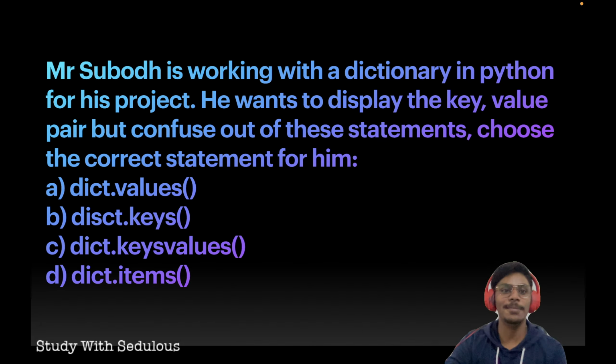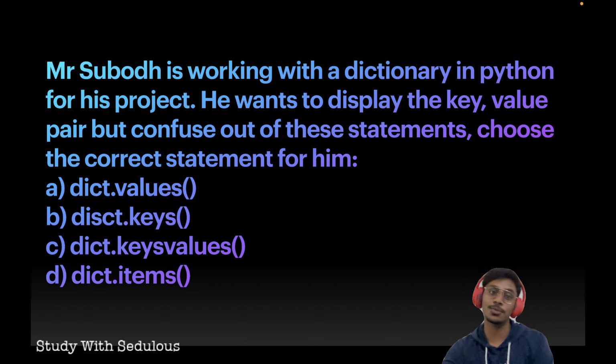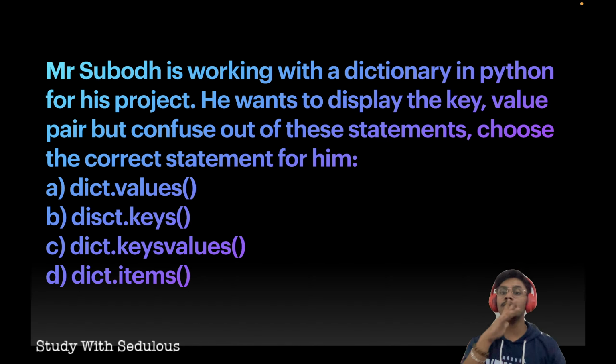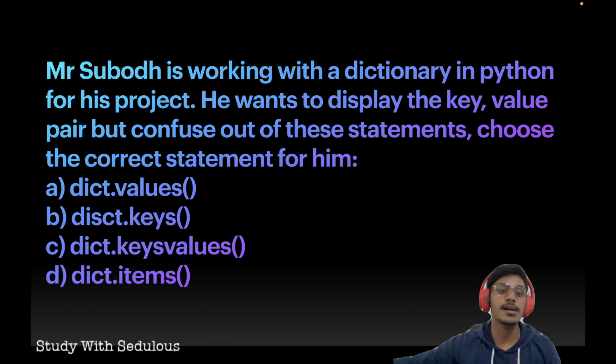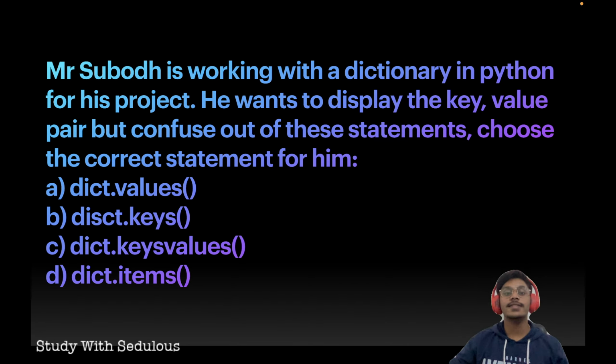Thank you. Mr. Subodh is working with a dictionary in Python for his project. He wants to display the key value pair, but is confused about these statements. Choose the correct statement for him. So what gives the key value pair? Is it values, keys, or items? Even this we have studied, and this we have to know. Logically, it's not values and it's not keys, because values will give only the values and keys will only give the keys. And what is a key value pair? The first is the key, the second is the value.